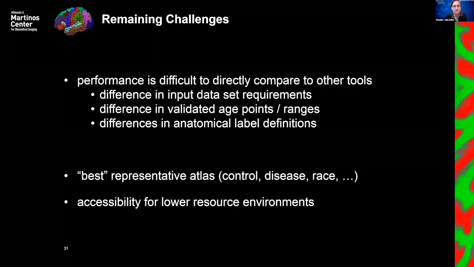There's a lot of discussion, just like in the case of the adult literature, about what the best representative training data sets for these tools are, and what is a good representative atlas. Should we, for example, only include control cases, disease cases, or race-specific atlases when we do our analysis? This is a very interesting research direction.